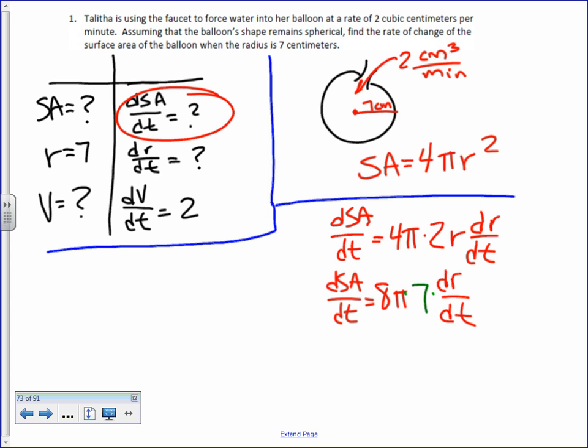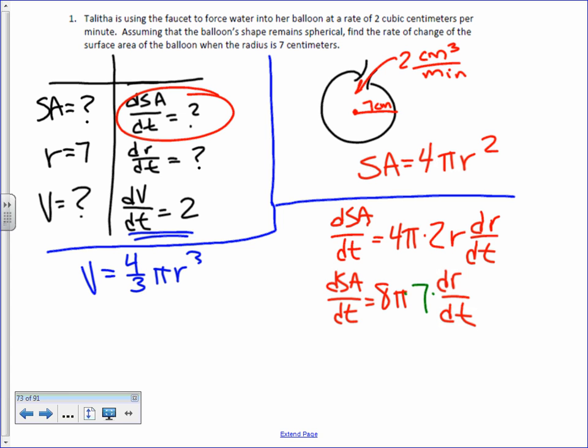Okay, now I've got to find something to plug in for dr dt. I've got to use my extra information here to find something to plug in for dr dt. Well, what haven't we used yet over here? We haven't used this dV dt number. So maybe there's some way we can use this dV dt number to help us find dr dt. Well, let's get an equation that has dV dt in it. In order to do that, let's start with the volume equation. V equals 4 thirds pi r cubed.